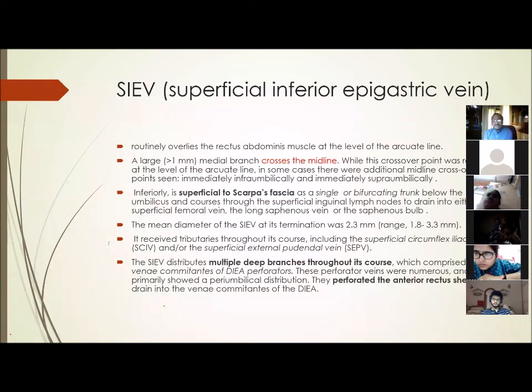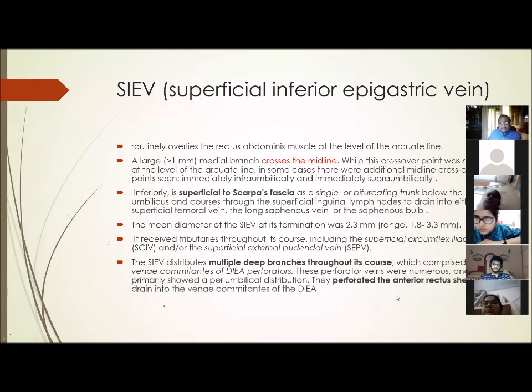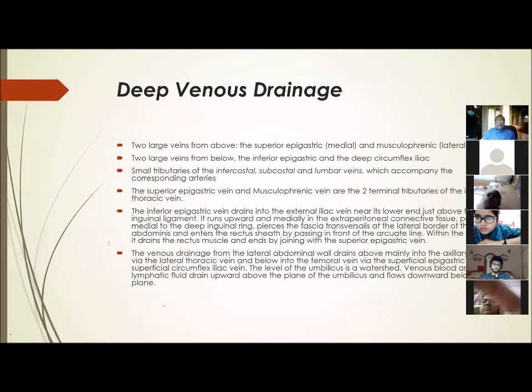Now, this is about the superficial epigastric vein. I just talked about it, so I won't go into this detail, but just remember the plane. The plane is very important: superficial to the Scarpa's fascia, crossing the midline with tributaries, crossing the anterior rectus sheath with tributaries of perforators to the deep system. Similarly, the deep venous system. So I think we all talked about that.